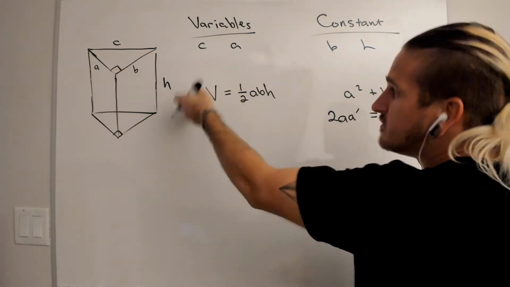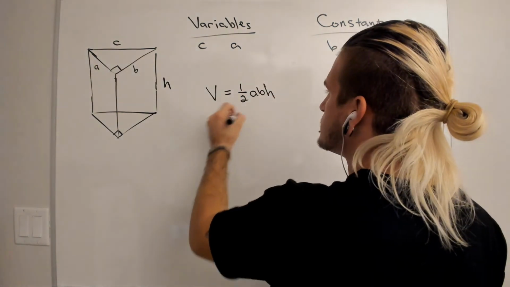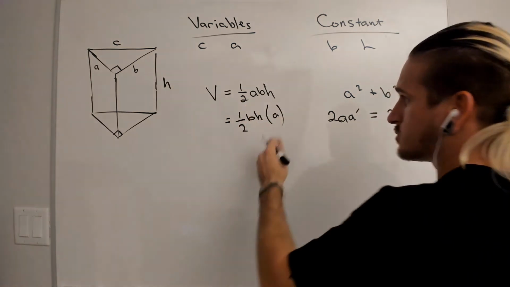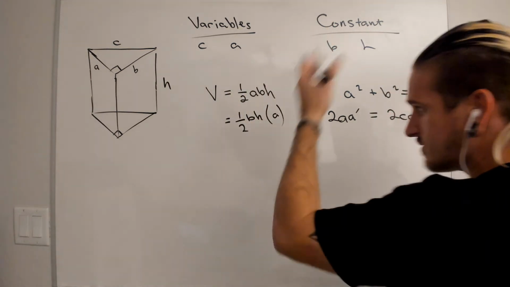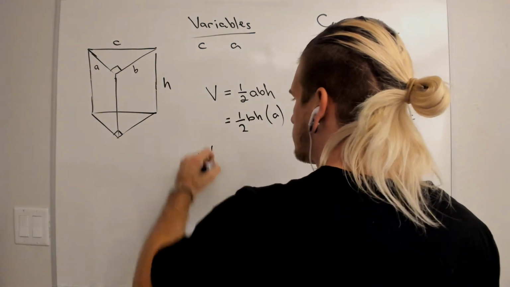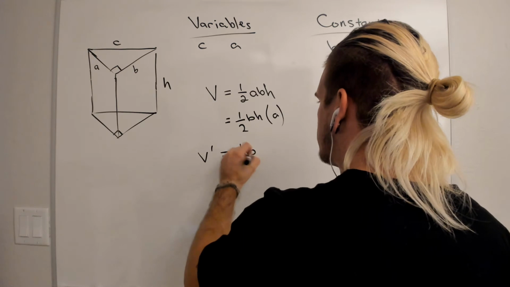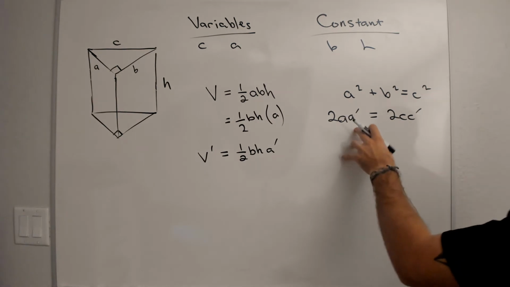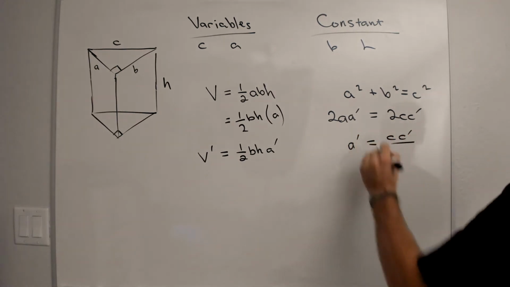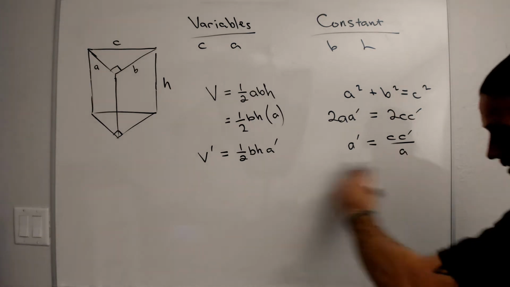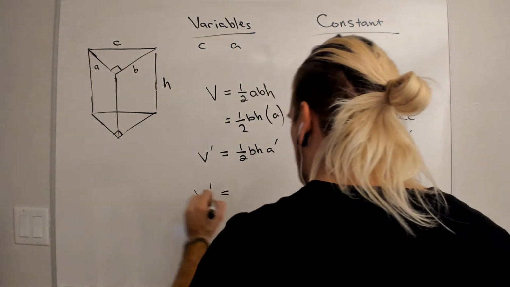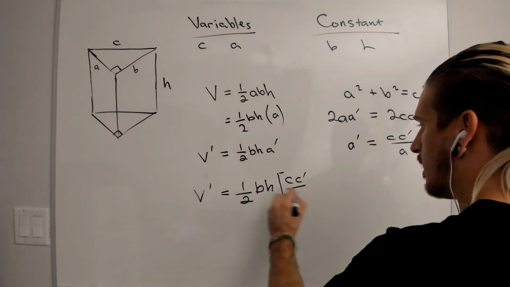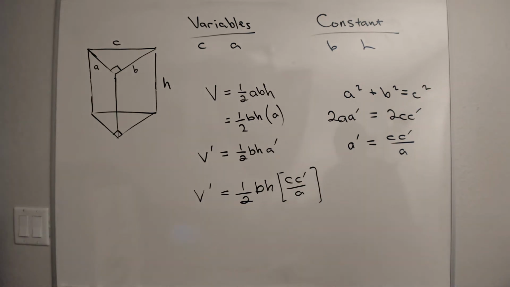Now let's see how the change in V relates to the change in A. Because B and H are constant, let's go ahead and put those in front. And then A here is really the only function in this equation. It's a function of time. So V prime, or dV/dt, is going to be 1/2 BH A prime. And then here we can make the substitution. First we solve this, so A prime would equal C C prime over A. Substitute that into here, and we get that V prime equals 1/2 BH, and then here's our substitution, C C prime over A. Good.